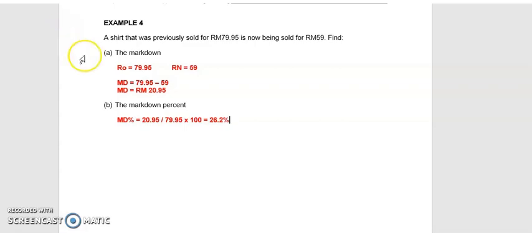26.2%. So 20 ringgit 95 cent is also equivalent to 26.2%. This one is in terms of percent, this one is in terms of ringgit or amount.